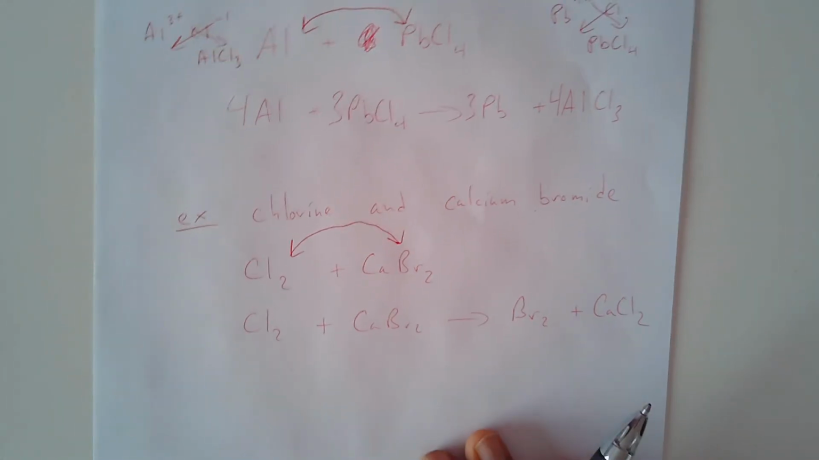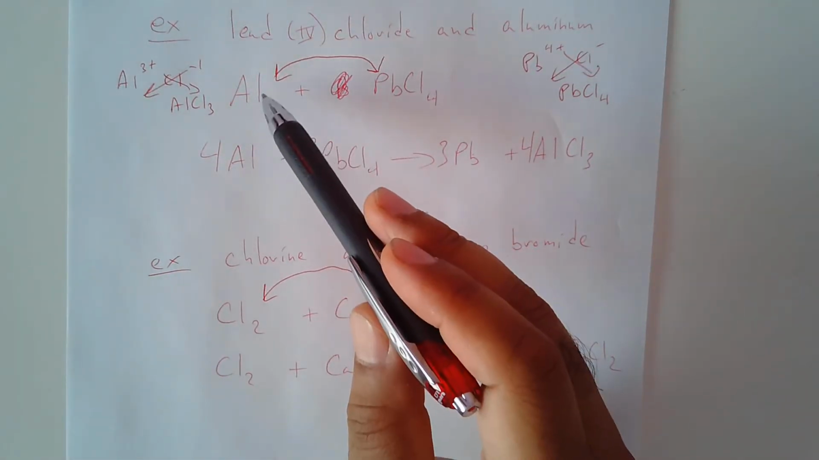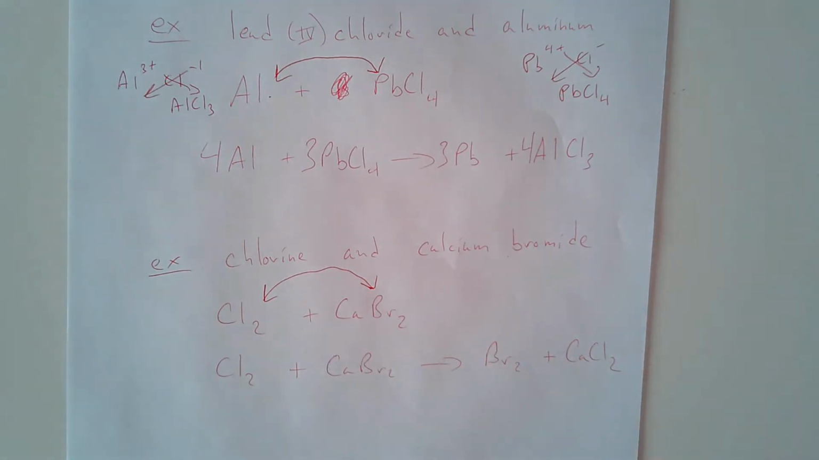Okay, so the first thing for a single replacement reaction is identifying what is the element that's by itself. Is it a metal or is it a non-metal? Okay, so after you figure that out, then you can identify what it's going to switch with.